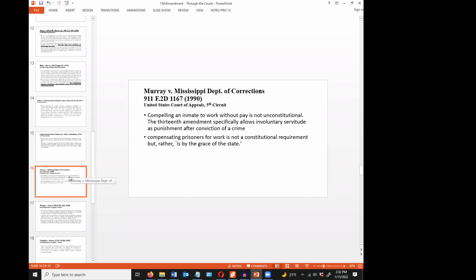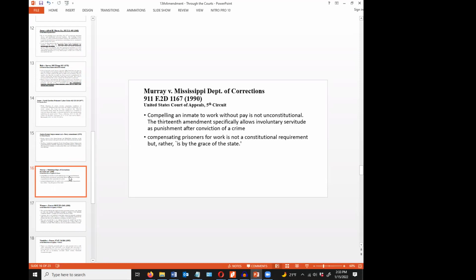Then came McGarry versus Mississippi Department of Corrections. This was a U.S. Court of Appeals case, the Fifth Circuit, in 1990. And this is where they start making more formal statements about the constitutionality of prison labor. It says, compelling an inmate to work without pay is not unconstitutional. The 13th Amendment specifically allows involuntary servitude as punishment after conviction of a crime.